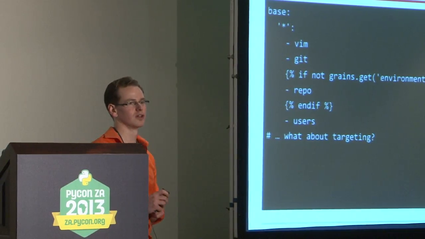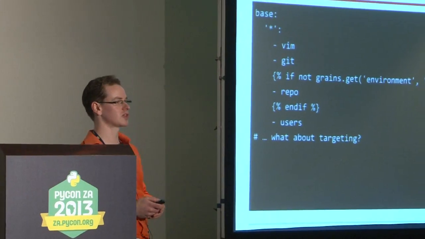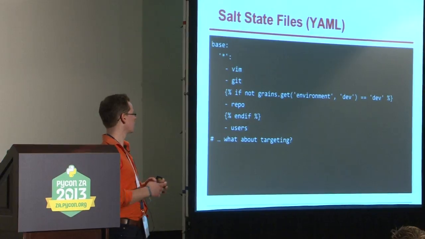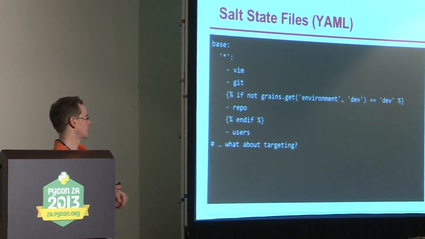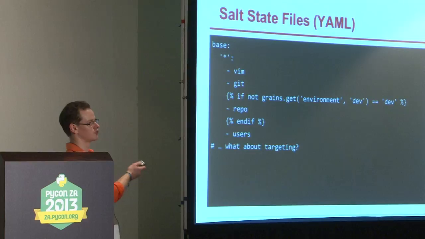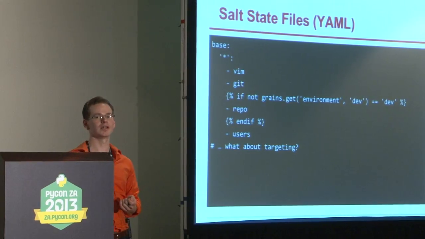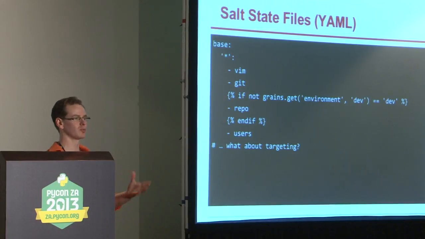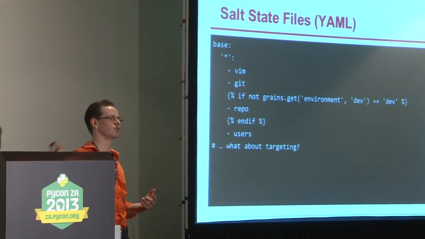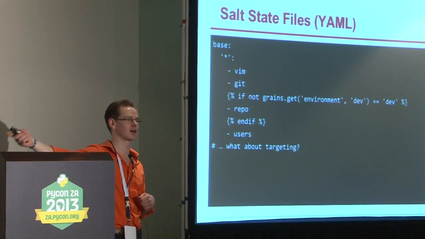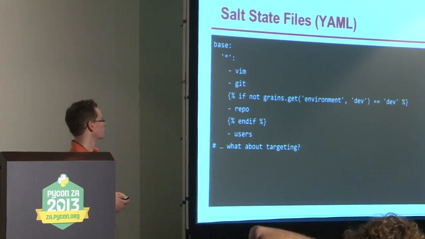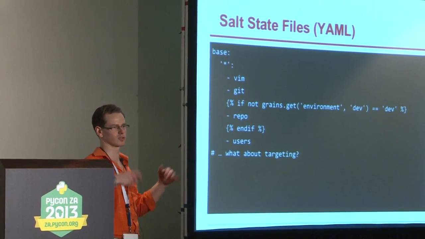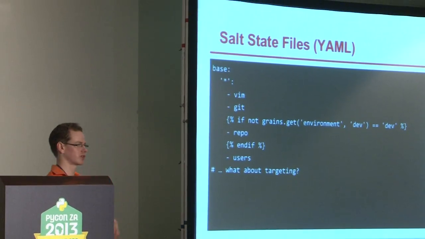This is how we target nodes. You start at base and you say, I want all of the nodes. The little asterisk means any name, to have Vim and Git on it, and a really cool thing starts to happen here, where I have Jinja templating to conditionally deploy certain states. So when I'm working locally on my local box, I have all my source ready, it's up to date. I don't want it to override my source code with our GitHub head master. So I say, if it's not the dev environment, please get the latest repo, and the repo means all our source code. Go put it in my name's home directory.